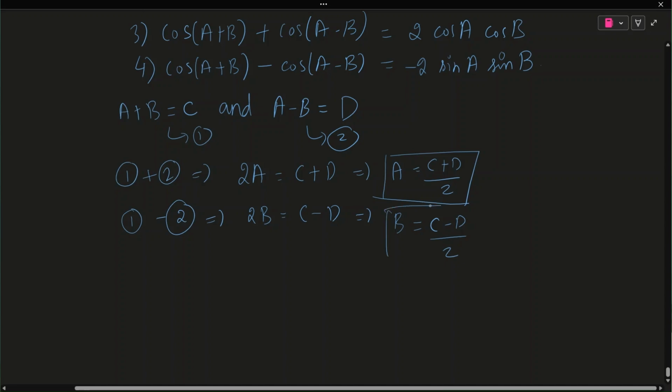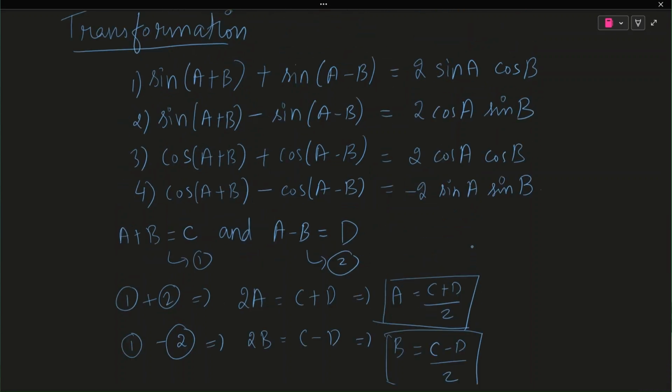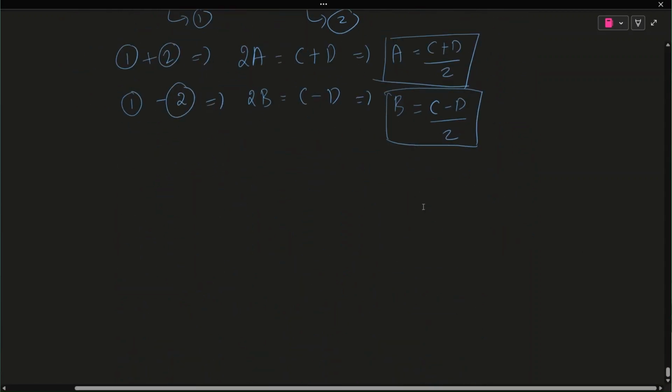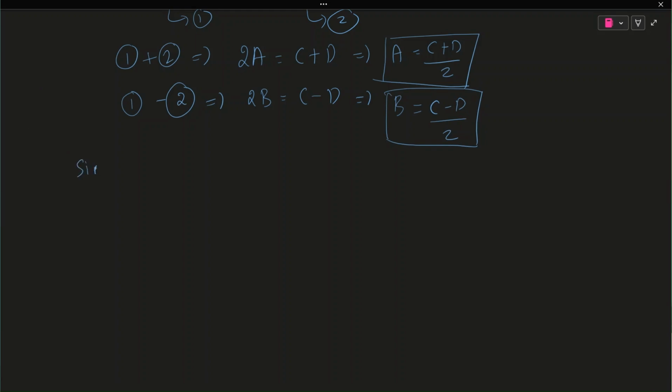Okay. So I'm just substituting these basic 4 identities in terms of c and d. It was earlier based on a and b. Now it's completely transformed into c and d. Now what we would get is sine c plus sine d can also be written as 2 sine c plus d by 2 cos c minus d by 2.